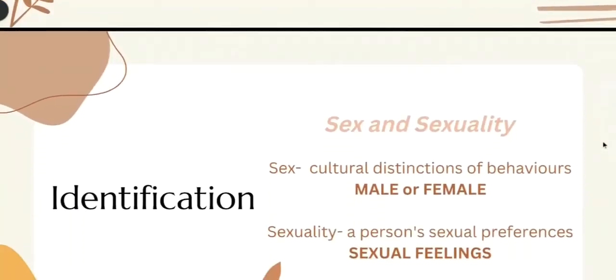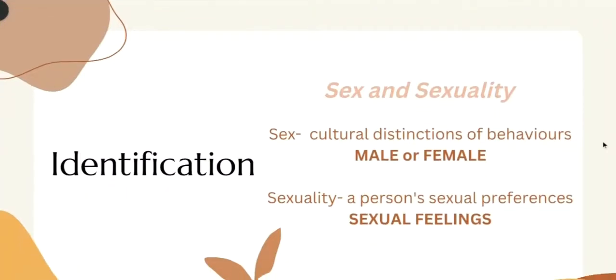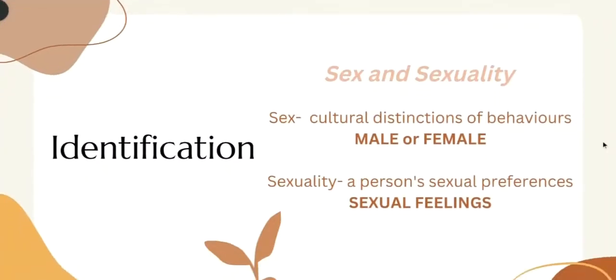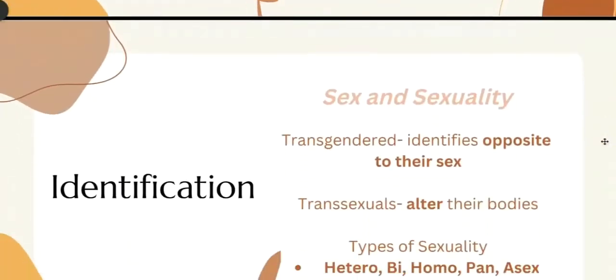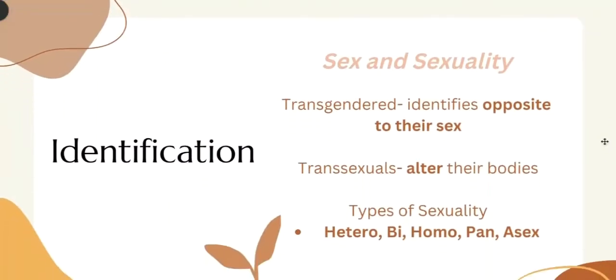So the next one is, we will talk about the sex and sexuality identification section. Sex: cultural distinctions of behaviors, male or female. Sexuality: a person's sexual preferences or sexual feelings. So this is the definition of sex and sexuality. So let us now go to the next slide.